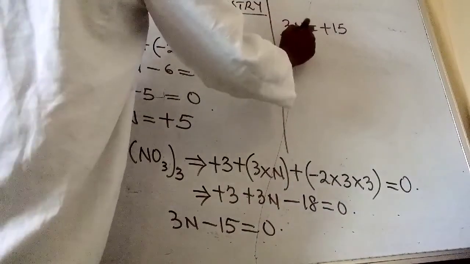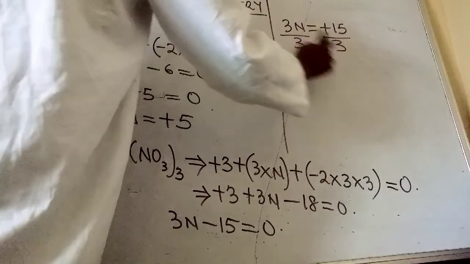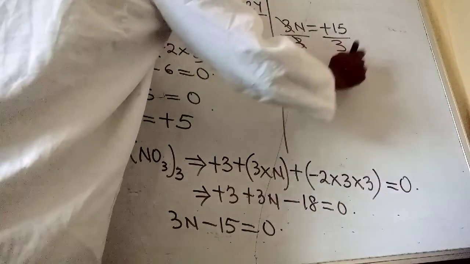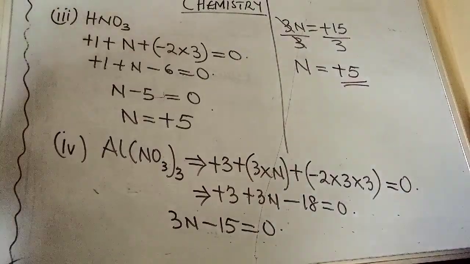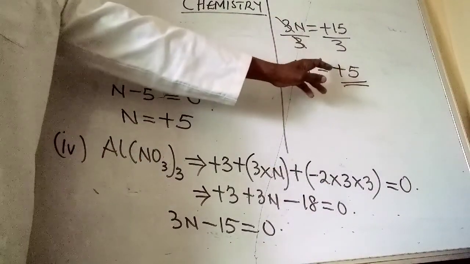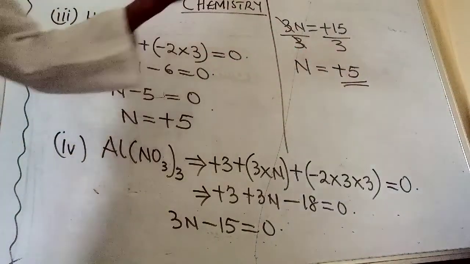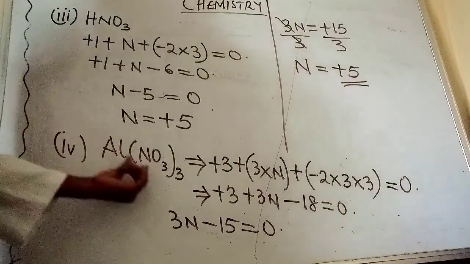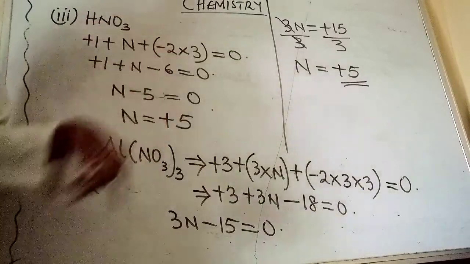So, divide both sides by what? 3, to get the oxidation number for nitrogen. 3 cancels 3 here, we have only nitrogen. Then this will give us plus 5 because 3 in 15 is 5. You can see that we got plus 5 as the oxidation number of nitrogen, which is the last pronounced number in the IUPAC nomenclature for this: aluminium trioxonitrate 5.